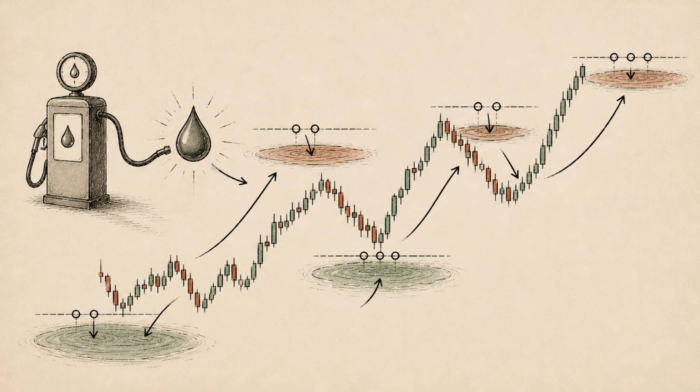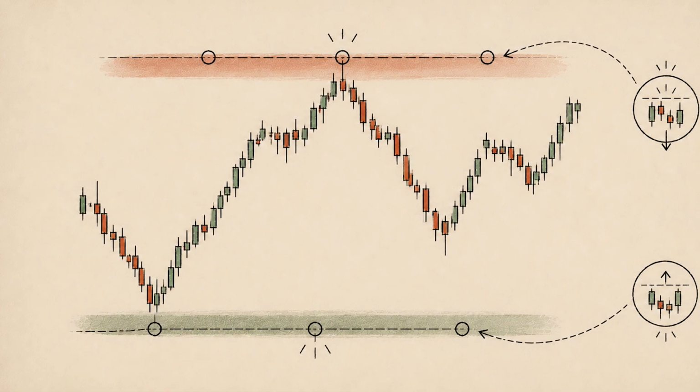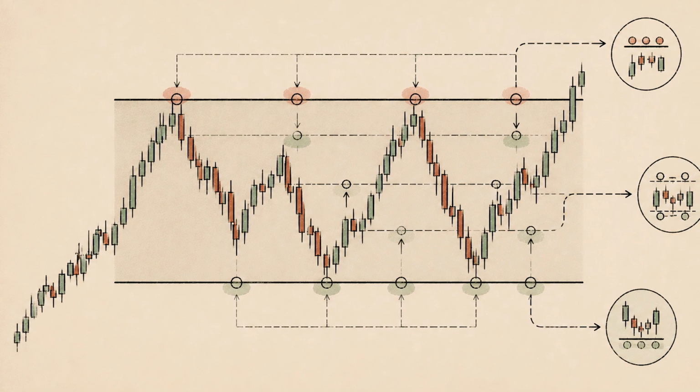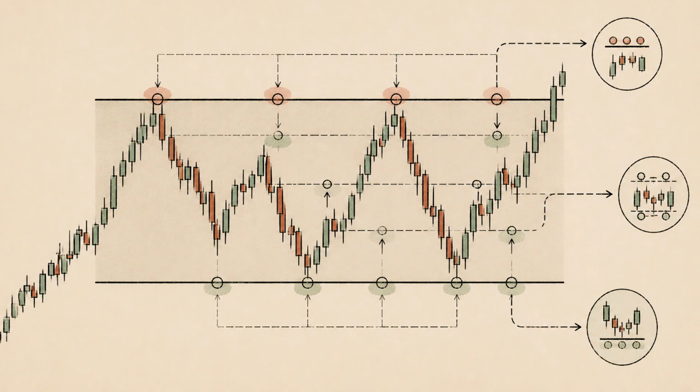Liquidity, the fuel for movement. Price always moves from one liquidity pool to another. External liquidity, stop orders above highs and below lows. Internal liquidity, orders inside the range. Classic cycle looks like this. Market collects external liquidity, makes a correction, fills imbalances, continues the main move, and this repeats again and again.